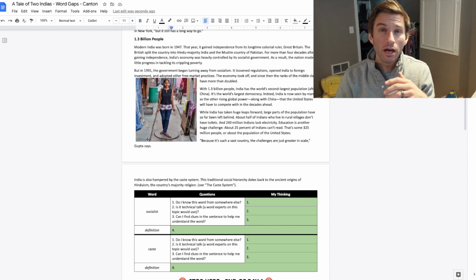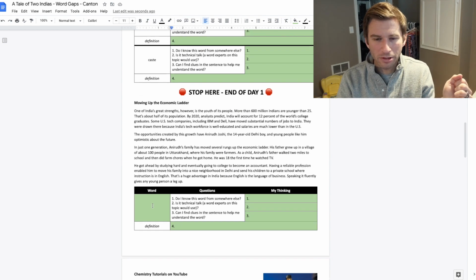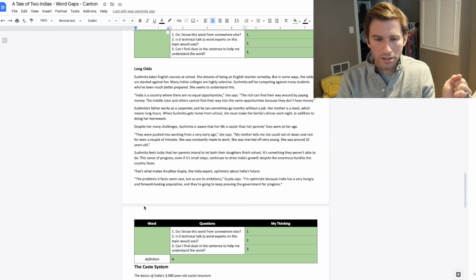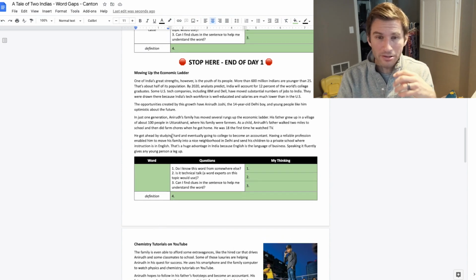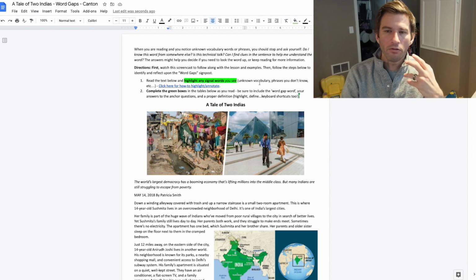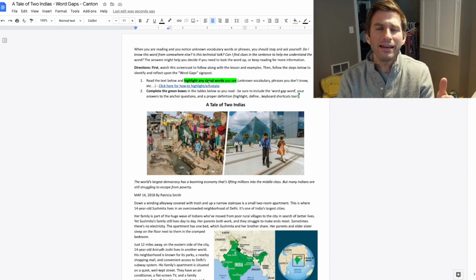And then day two, which is going to be obviously tomorrow, when you get into day two, you will notice that the words are missing. There are no words predetermined for you, and that's because you need to figure out what those words are. And so that's when you're really going to be keying in on this here and highlighting any unknown vocabulary, phrases you don't know, anything that jumps out to you.